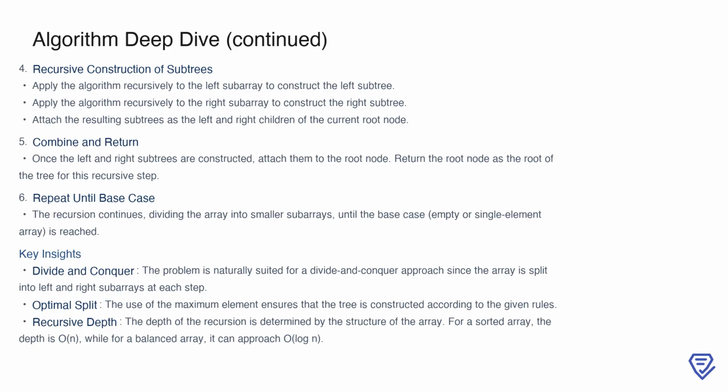The depth of recursion depends on the structure of the array. For example, a sorted array results in maximum depth of O(n), while a more balanced array leads to a depth closer to O(log n).